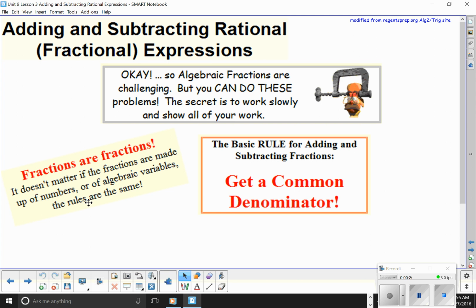Okay, so algebraic fractions are challenging, but you can do these problems. The secret is to work slowly and show all of your work. Don't skip steps. Fractions are fractions. It doesn't matter if the fractions are made up of numbers or variables. The rules are the same. The basic rule for adding and subtracting fractions: get a common denominator.